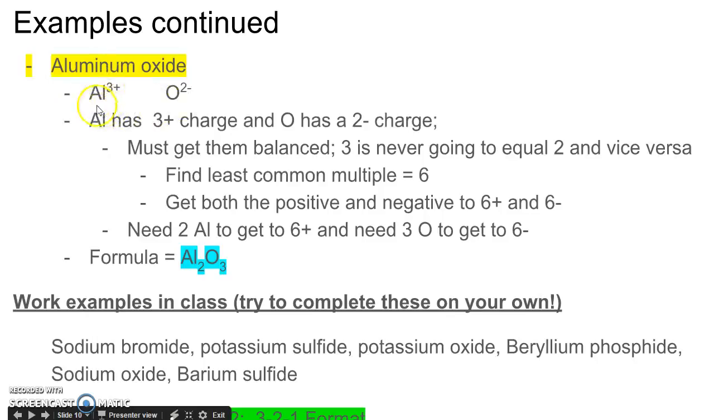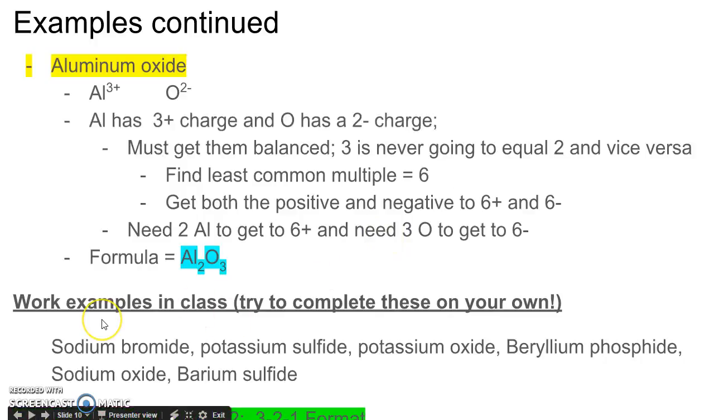So I have to try to get the positives to 6 positives, and I have to get the negatives to 6 negatives. To get both the positive and the negative to 6+ and 6-. Well, what can I multiply 3 by to get to 6? 2. So I need 2 aluminums to get to 6+, which is why I put 2 aluminums down here. Oxygen, I have a 2- charge. What do I need to multiply it by to get to 6? 2 times 3 would be 6. So I need 3 oxygens, which is why I put 3 there. So if this has a 3+ charge and I have 2 of them, I have 6 positives. This has a 2- charge. I now have 3 of them. I have 6 negatives, and they've now balanced each other out.